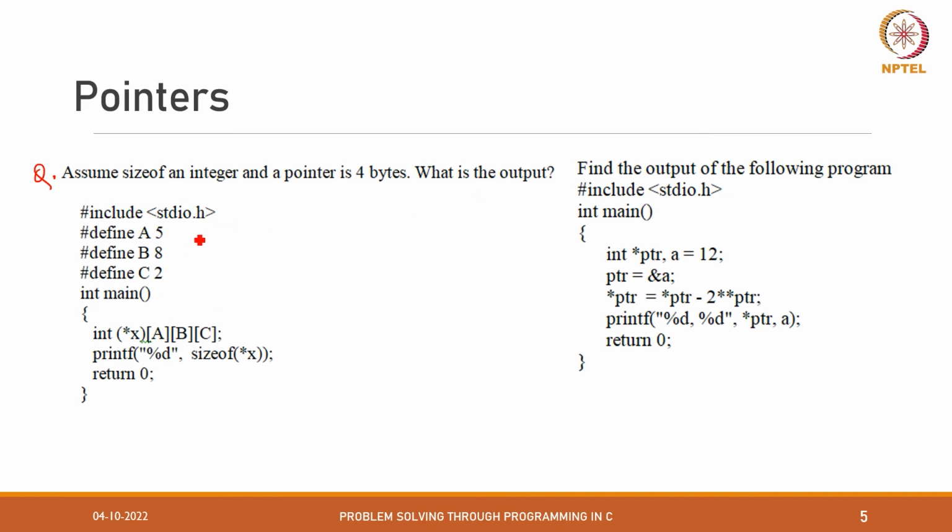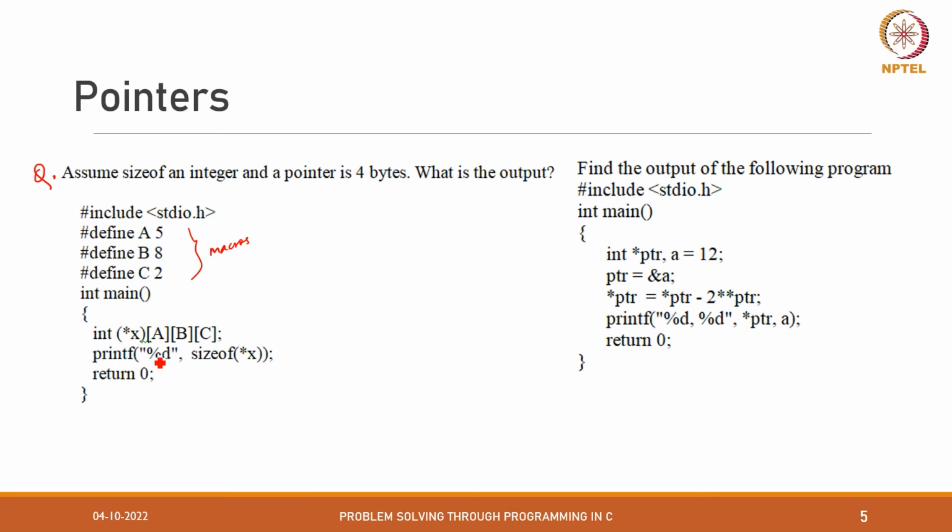So here we have defined 3 different macros, that is capital A, capital B and capital C, which are basically placeholders for integers 5, 8 and 2 respectively. And we define this, which is star x in brackets, with A, B, C in square braces. So what exactly will be the value of sizeof star x?